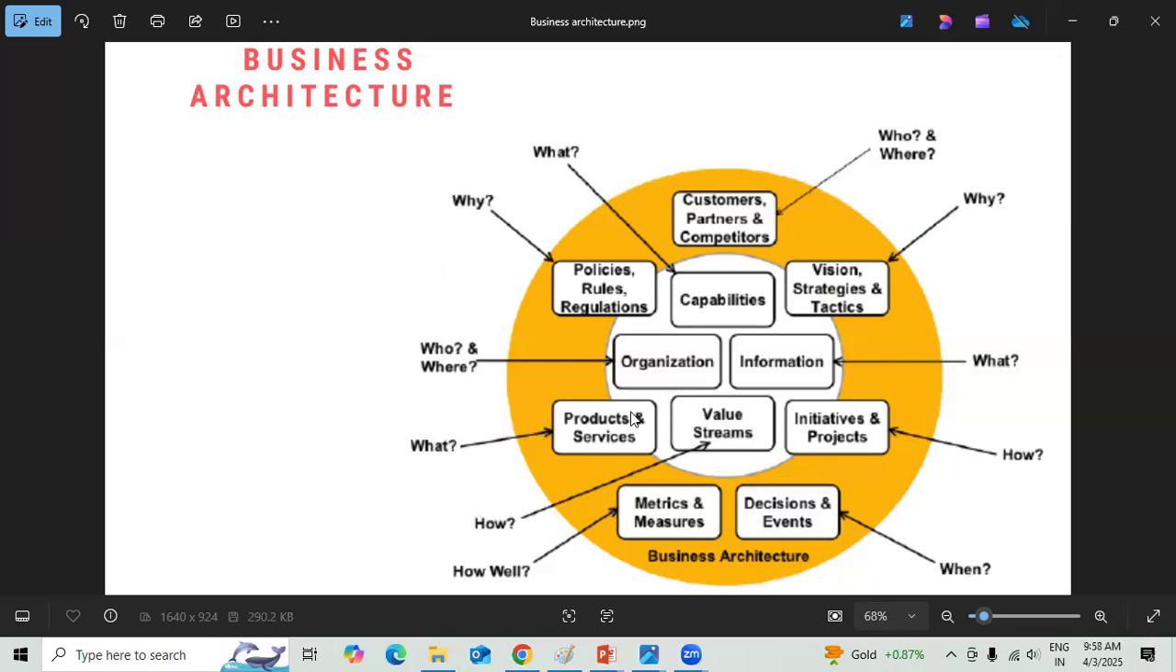Right, sorry. So what are the different products and services that we have and they offer? And what are the different initiatives as well as the projects that they are performing, followed by the different metrics and measurements that they are using because they want to evaluate the performance. So the performance evaluation, the metrics, measurements, the decisions, as well as the kind of events that they want to be taken, everything will be part of business architecture.